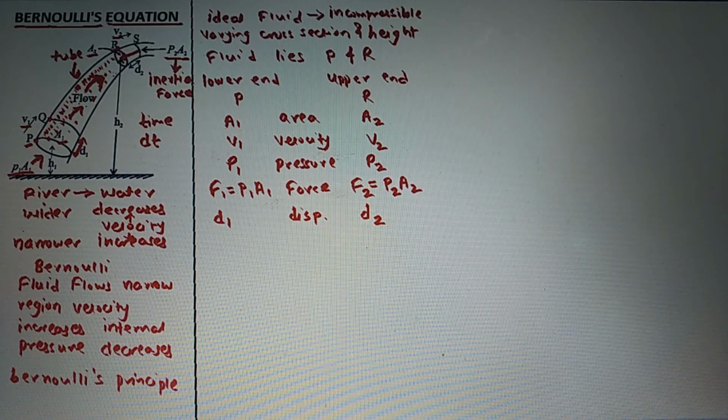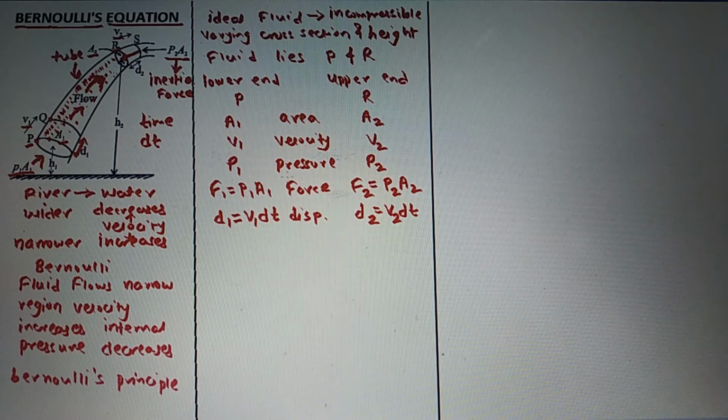So we can write here the displacement d1 should be equal to velocity v1 into dt. dt is the time interval and v1 is the velocity of fluid at lower end P here. Next we can write here this d2 is equal to v2 into dt, because v2 is the velocity of fluid at the upper end R, and the fluid is moving from R to S in same time interval dt here. So because of that, d2 is equal to v2 into dt.